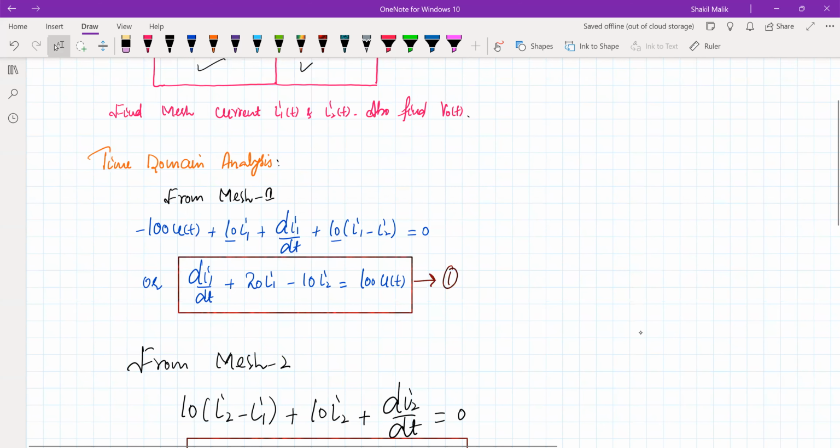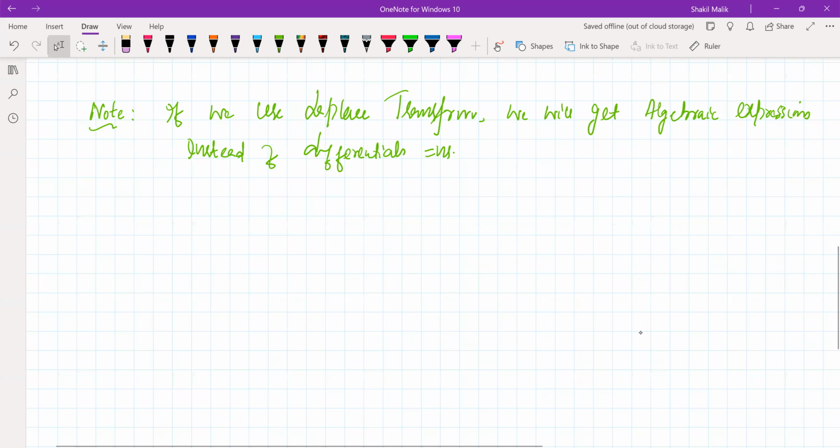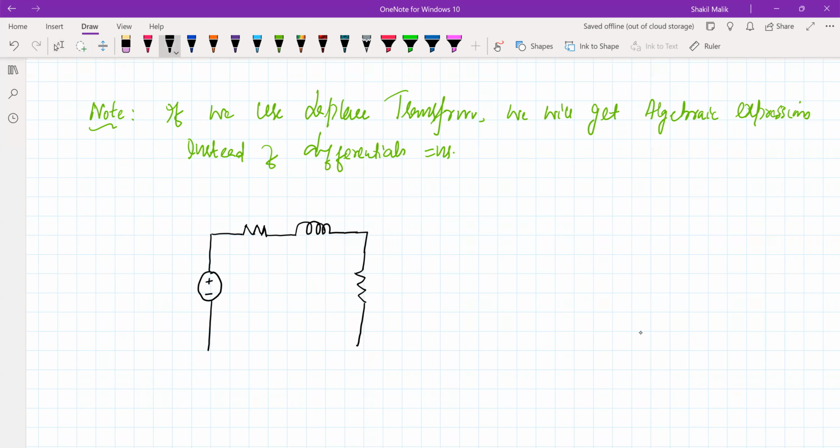So let's start. I hope you remember how to use Laplace transform. We'll convert this to the Laplace transform. We know the Laplace transform of the quantities. What happens to the constant with Laplace transform? What happens to the inductor if we apply Laplace transform to the inductor? What happens to the resistor? And what is the Laplace transform of u of t? I hope you remember.